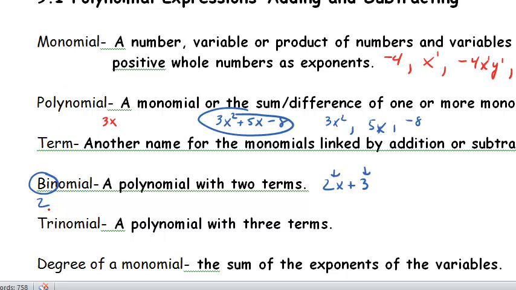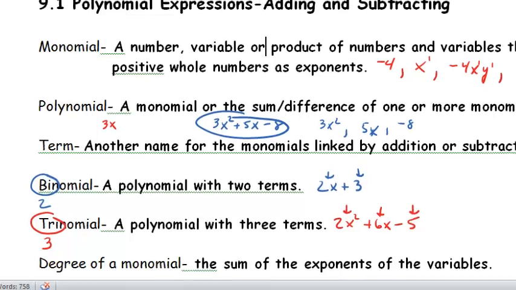Next, we have a trinomial. Well, what's the prefix for tri? 3. Therefore, a polynomial with three terms is what we refer to as a trinomial, such as 2x squared plus 6x minus 5. If you look, here's one term, two terms, and three terms.